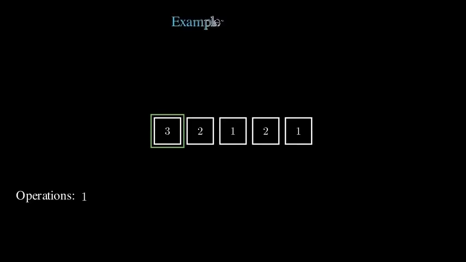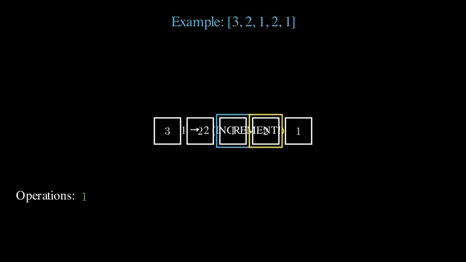For example, array 3, 2, 1, 2, 1 would give us 2 operations, 1 for the initial 3, and 1 more when 2 follows 1, creating an increase. This works because each increase represents a new level we must handle separately.